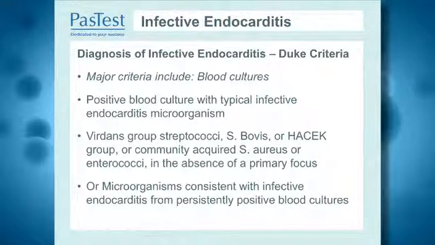Well, these will be positive blood cultures with a typical infective endocarditis microorganism, such as Strep viridans, S. bovis, or HACEK group, or community-acquired Staph aureus or enterococci in the absence of a primary focus. Or it could be microorganisms consistent with infective endocarditis from persistently positive blood cultures.